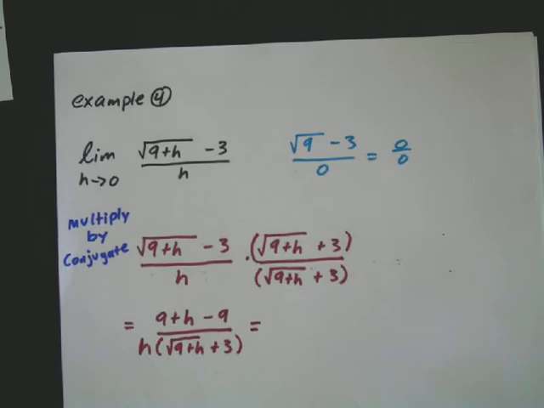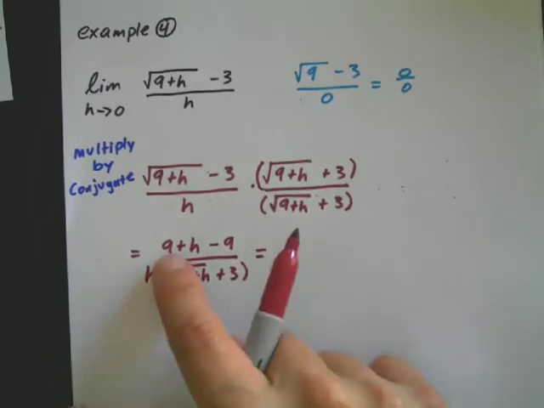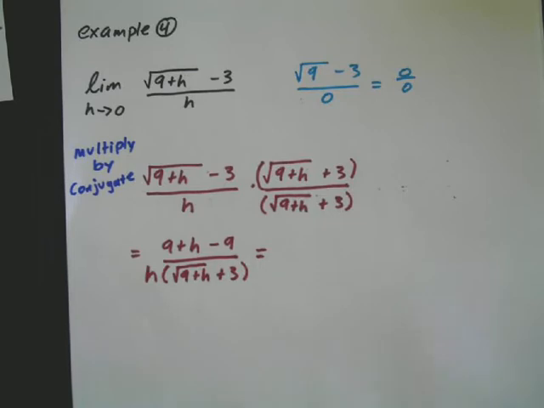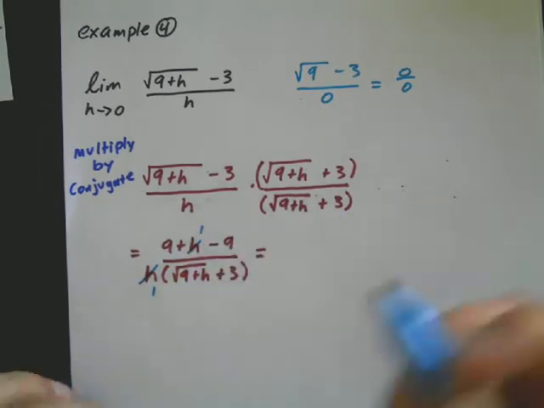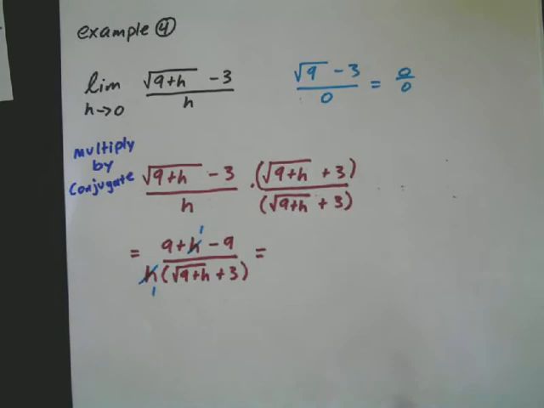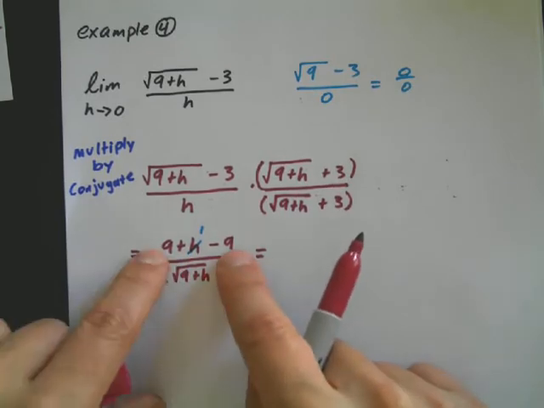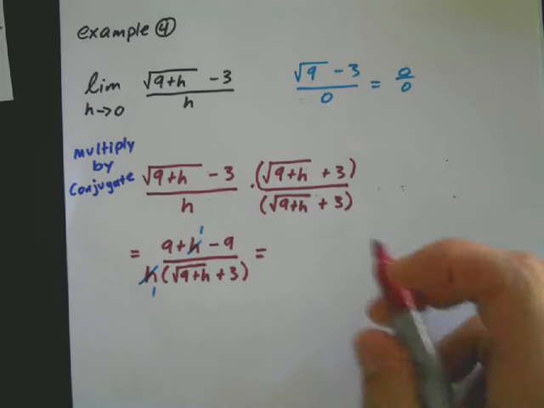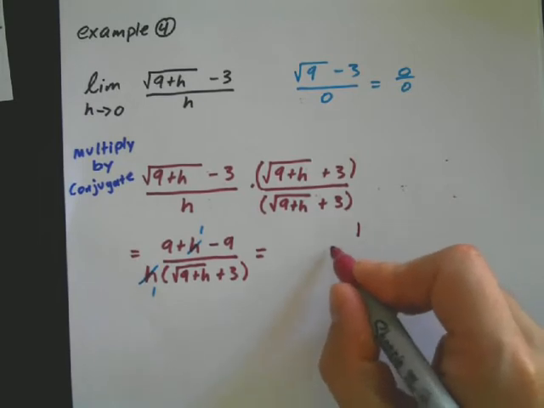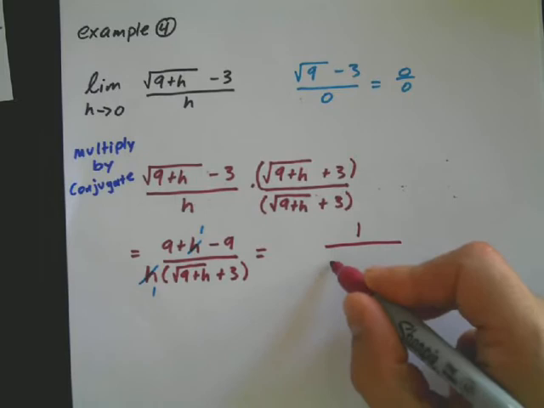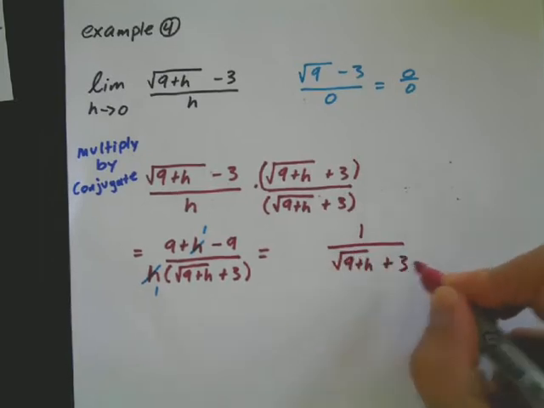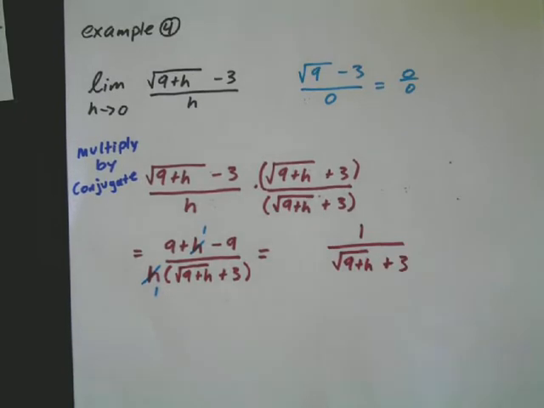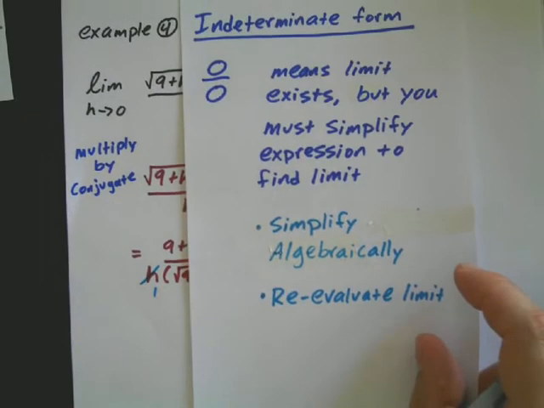And again, I have to simplify as much as I can. So I have this positive 9 and this negative 9. That becomes a 0. I can also reduce out this h and this h. So what I have left over is, well, this became 0, and this divided out to just be 1. So I have 1 left over in the numerator. In the denominator, I have the square root of 9 plus h, plus 3. And now I want to reevaluate my limit.